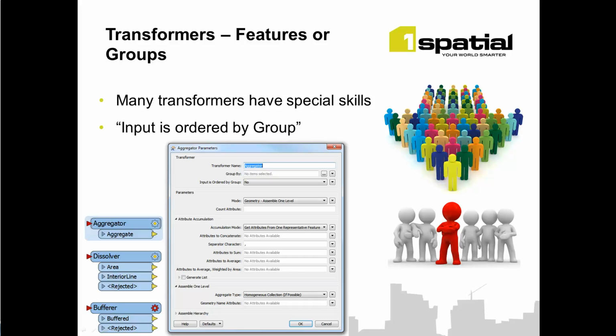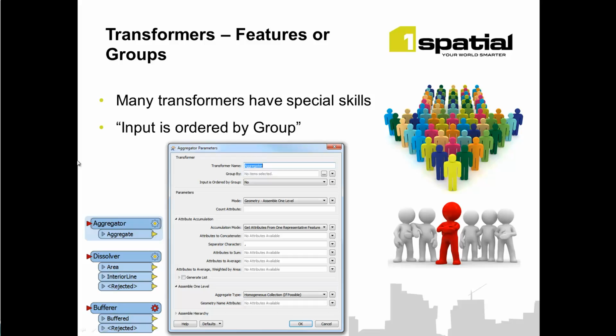So we've identified that we're not too bad on the readers, and we're now a little bit better off on the writers. So we need to consider what transformers we're using in the middle and how we're using them. Quite a few transformers now have a greater number of special skills than they used to have, and that's because over the last couple of years, SAFE have been adding parameters to some of the heavy lifting transformers, like the ones listed here. So you can see there's an aggregator, a dissolver, a bufferer.